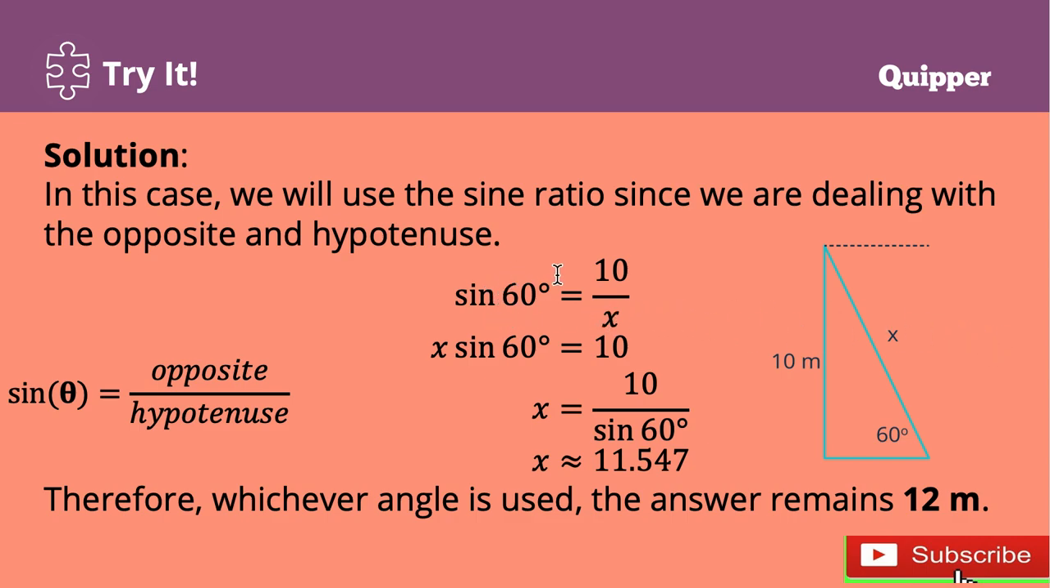Then multiply both sides by x. So now we have x sine 60 degrees is equal to 10. Next, divide both sides by sine 60 degrees. So we have x is equal to 10 divided by sine 60 degrees. And 10 divided by sine 60 degrees is approximately 11.547. Therefore, whichever angle is used, the answer remains the same. That is approximately 12 meters.